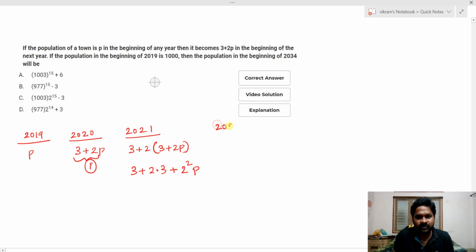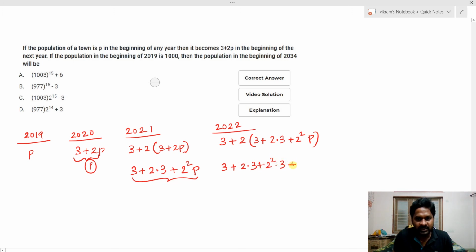Now in 2022 the population will be, now this will be the population for the previous year. Now we can write 3 plus 2p, where p now is nothing but 3 plus 2 times of 3 plus 2 square p. Okay, so now the population is 3 plus 2 into 3 plus 2 square into 3 plus 2 cube times of p.